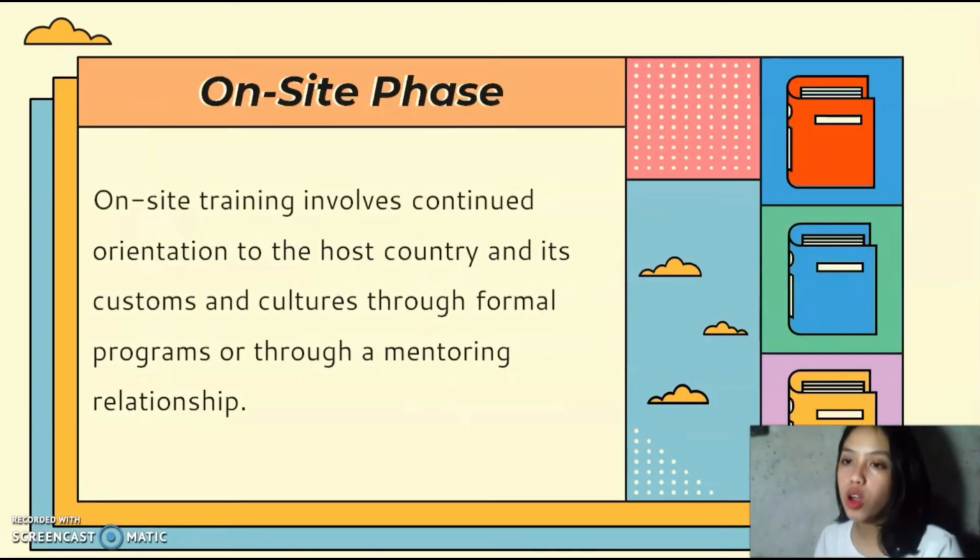Now let's proceed to the on-site phase. On-site training involves continued orientation to the host country and its customs and cultures through formal programs or through a mentoring relationship. Expatriates and their families may be paired with an employee from the host country who helps them understand the new, unfamiliar work environment and community. Additionally, expatriates should be encouraged to develop social relationships both inside and outside the workplace.